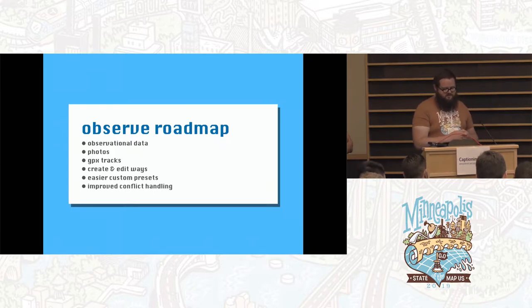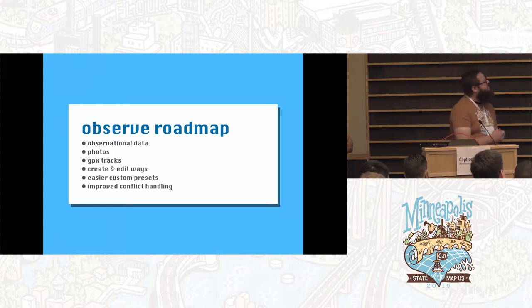The things that we're looking at doing in the future are collecting photos of the places that you're mapping, GPX tracks, creating and editing ways, which on a mobile device is an interesting problem, making it easier to do custom presets, and improving that conflict handling, and observational data.